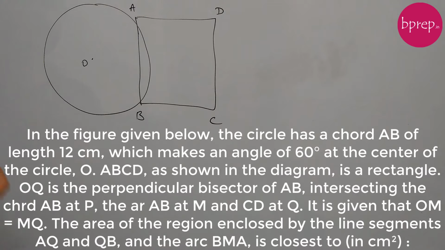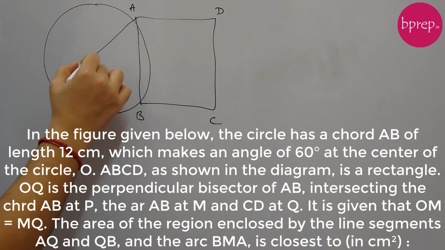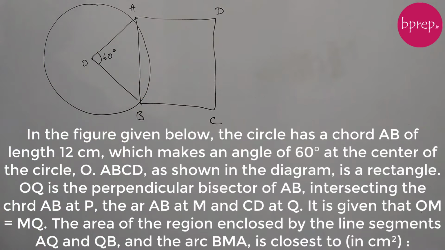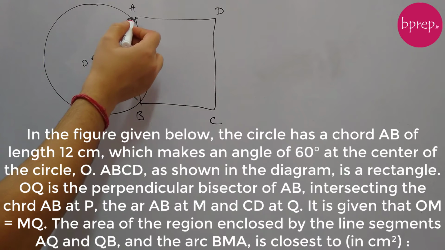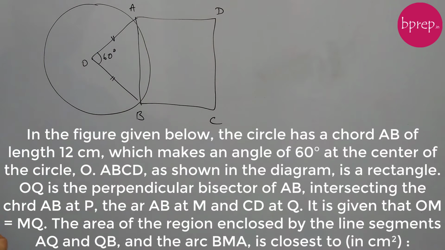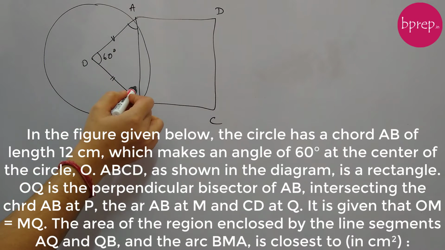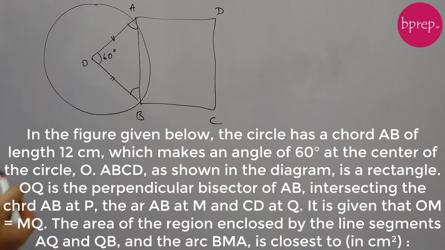Let's start. In the figure given below, the circle has a chord AB of length 12 cm which makes an angle of 60 degree at the center of the circle. So this AB is a chord which makes an angle of 60 degree at the center. Let's say this is 60 degree. Because this is 60 degree and these two are radius, they will be same. So we can say triangle OAB is an equilateral triangle, because this angle and this angle will also be same.